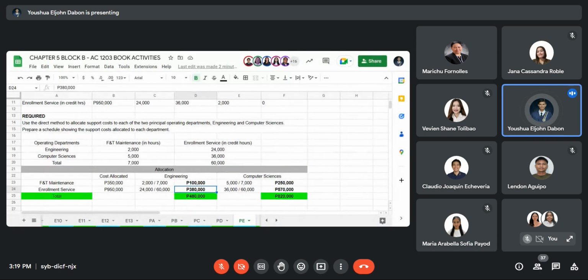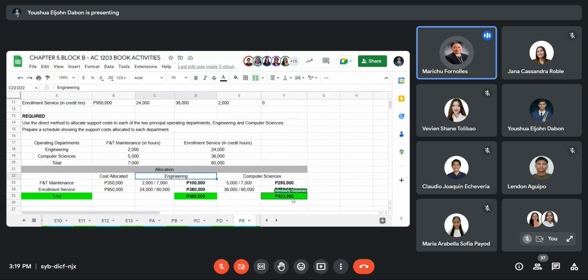And then since what's required is to allocate the support costs to each of the two principal operating departments, we get the total. So this is already our answer. 480,000 in total to engineering and 820,000 in total to computer sciences. What does 480,000 represent? That's the total overhead cost. That's the total support costs we allocate to the engineering department.